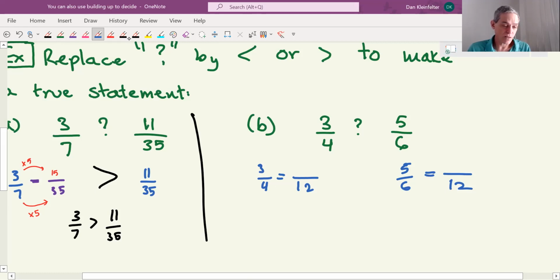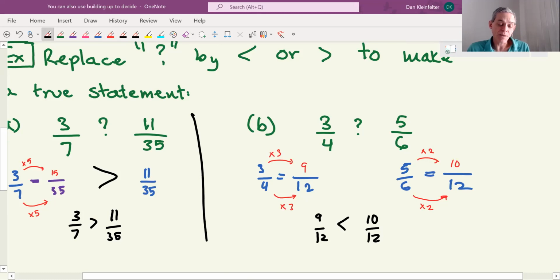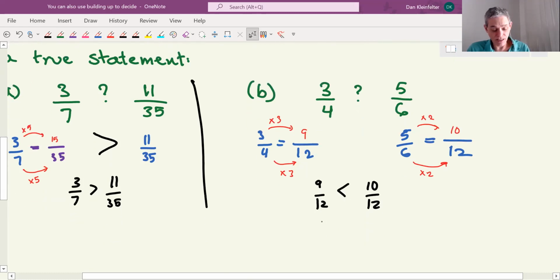Okay, so 3/4, we want to turn that into 12ths. So we'll have 4 times 3 is 12. 3 times 3 is 9. 3/4 is the same as 9/12. 5/6, we need to turn that into 12ths. We'll multiply the numerator and denominator by 2. So 5 times 2 is 10. That's 10/12. So we have 9/12, that's our 3/4, and 10/12, that is our 5/6. 9/12 is less than 10/12. So 3/4 is less than 5/6.